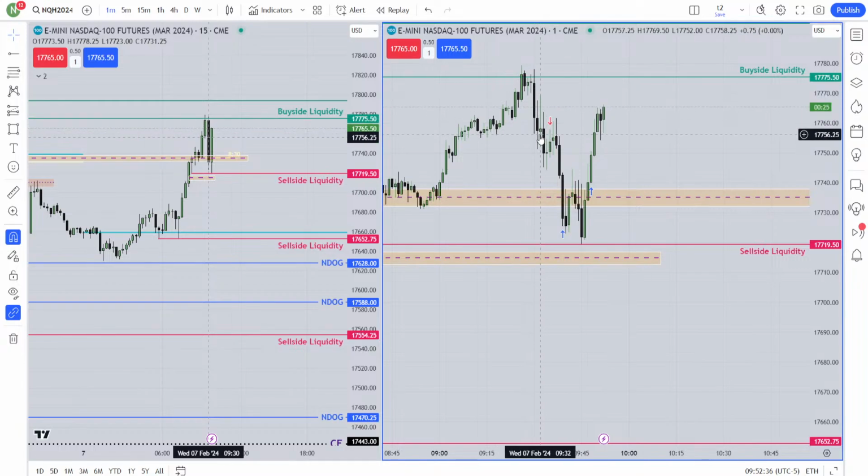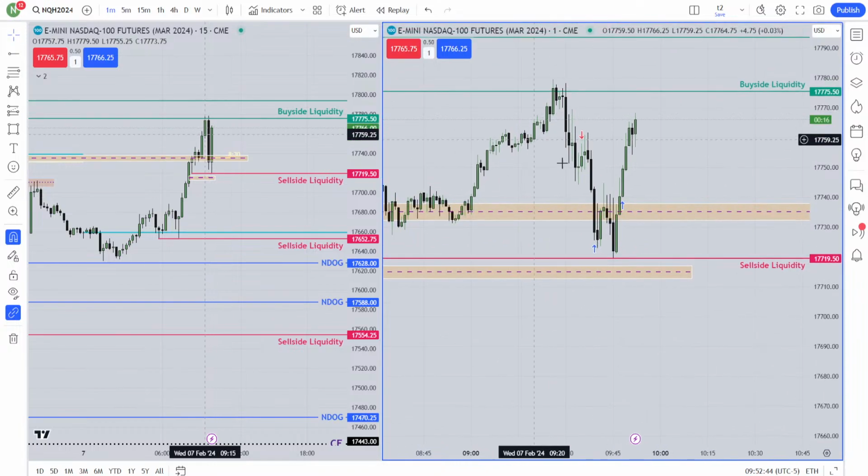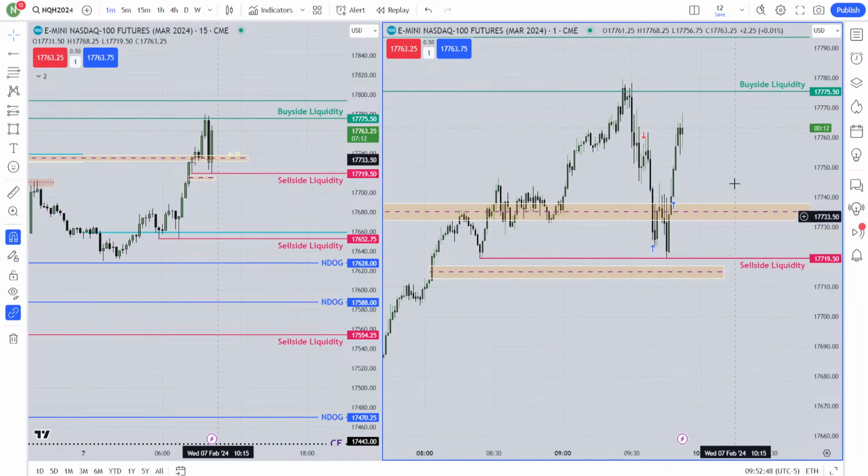I need extra confirmation, so I took entry to the order block. If you don't know how to mark the order block, please go for the fair value gap entry. That was a perfect entry after taking the buy side liquidity. That was a perfect entry. Now I have the sell side liquidity.